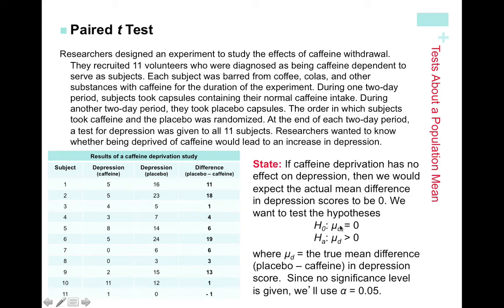So remember when we talked about paired differences, we use that mu-D, and generally we always set it equal to 0. You don't have to set it equal to 0. That's just the easiest case, and that's usually what we did in class. And then they wanted to know if the placebo minus the caffeine is greater than 0. They're just stating what the parameter is, and since no significance level is given, we're going to use alpha equal 0.05, so you can pick one.